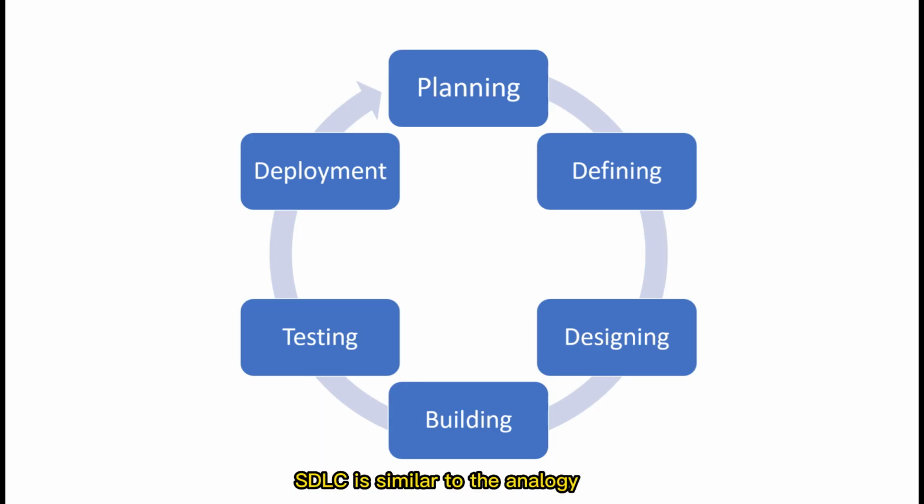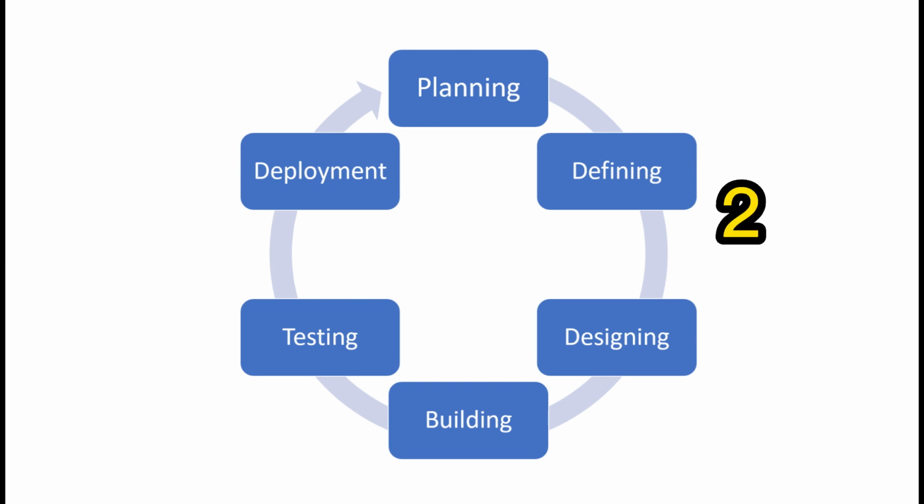SDLC is similar to the analogy of building the house. This diagram depicts all the phases involved in the software development life cycle. The first phase is the planning, then we have defining, next is designing, then building, and after testing, the final deployment of the software is done.